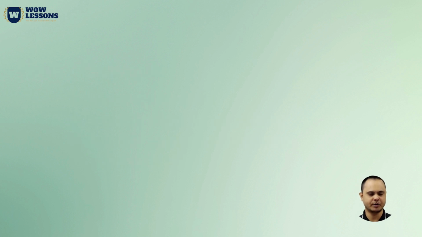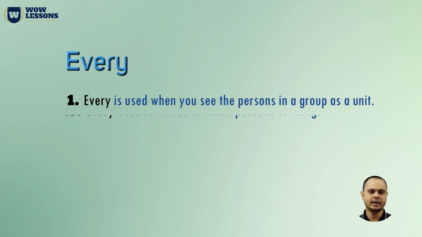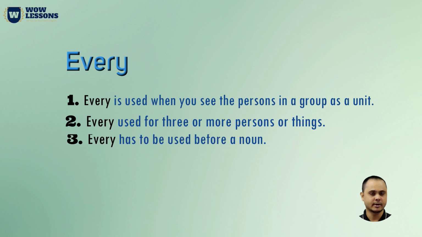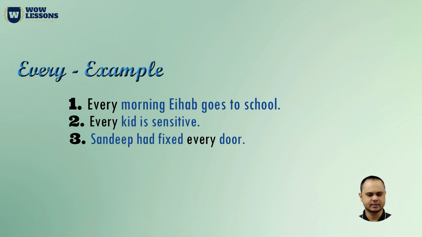Now moving on to every, we use every to refer to all the members of a group of three or more, usually applicable for a large number. Every is always followed by a noun and used to generalize things. For example, every morning Ahab goes to school. Every kid is sensitive. Sandeep has fixed every door.